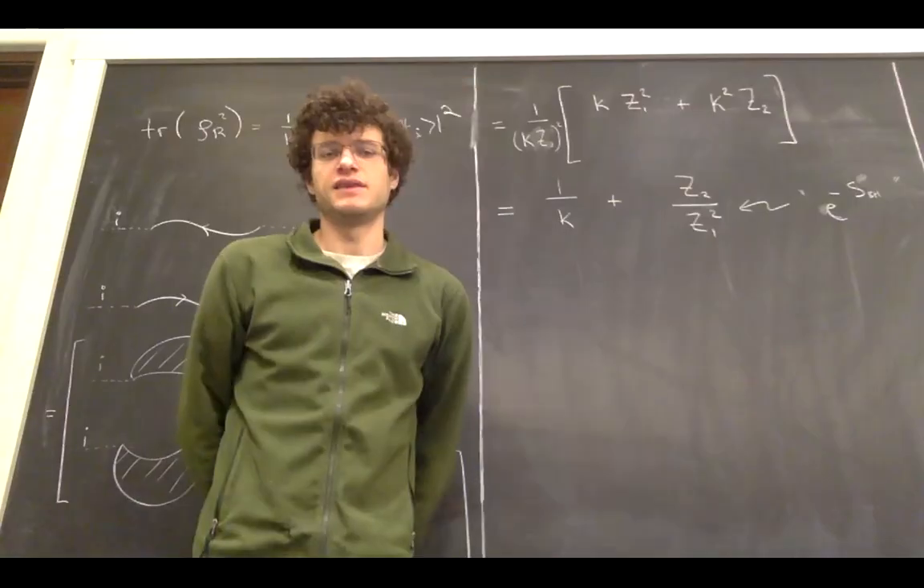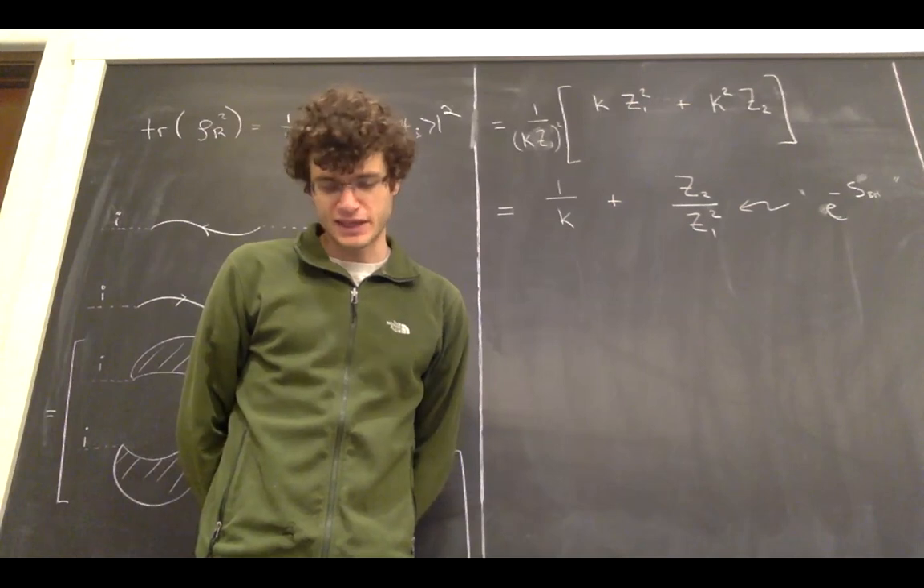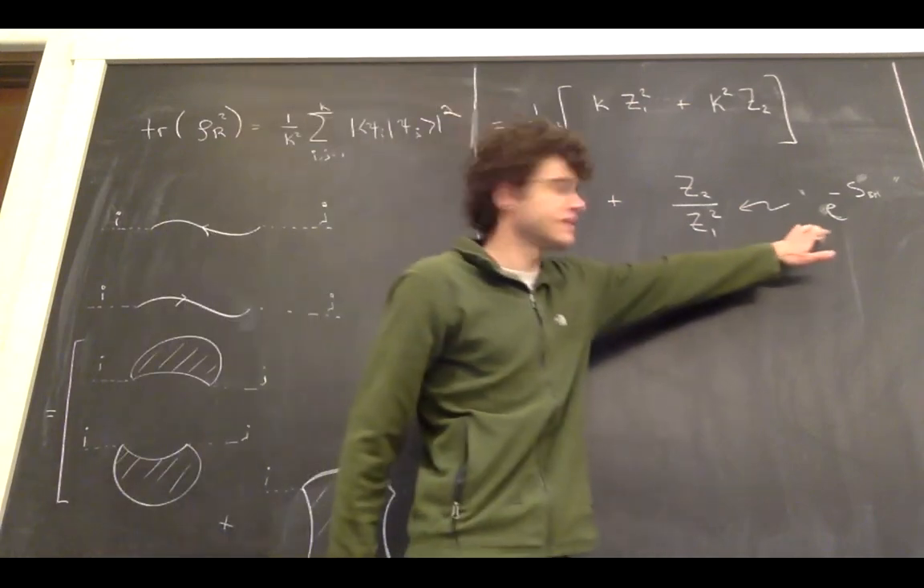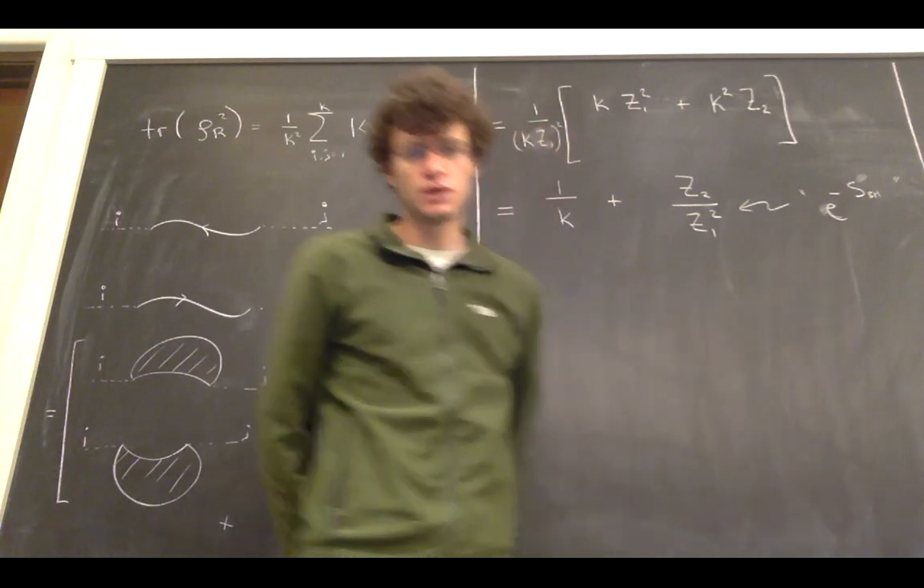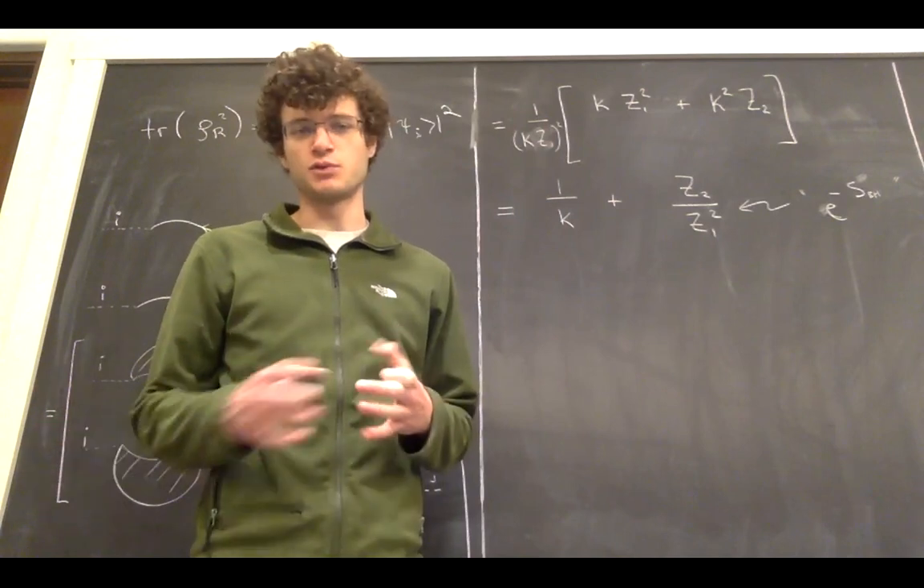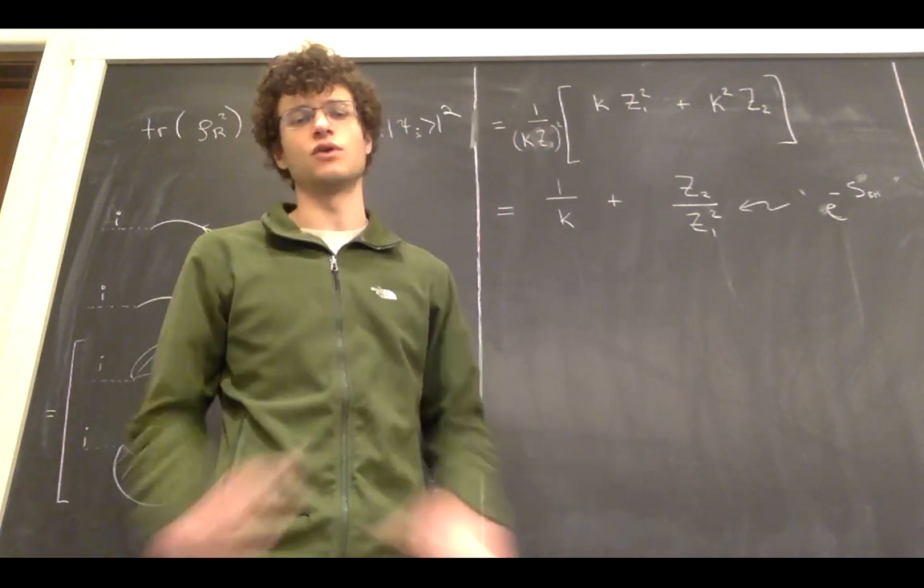Can I ask a question? Sorry. Are there other contributions to the purity, like connected geometries with handles? And if yes, are they suppressed by what factor? Yeah, so there will be contributions like that, and those will be further suppressed by factors of e to the minus s black hole. And they won't be growing with k. So those will be contributions that are uniformly ignorable.